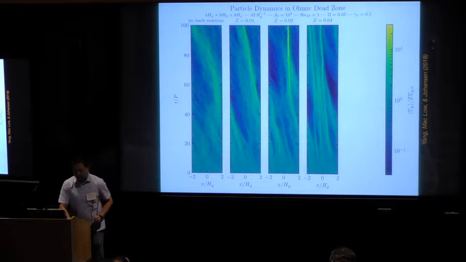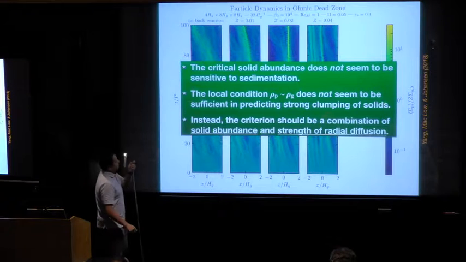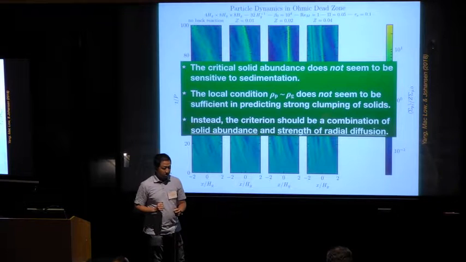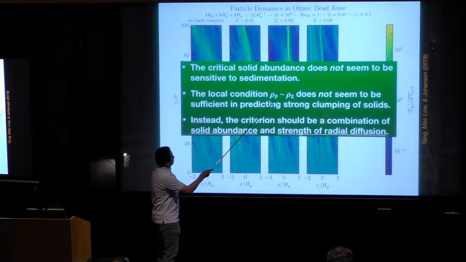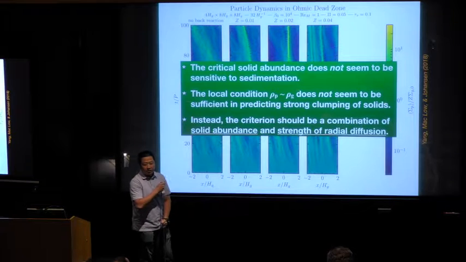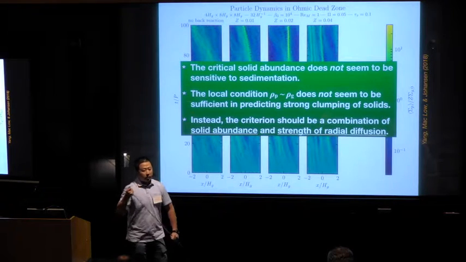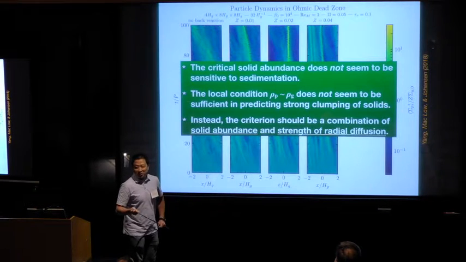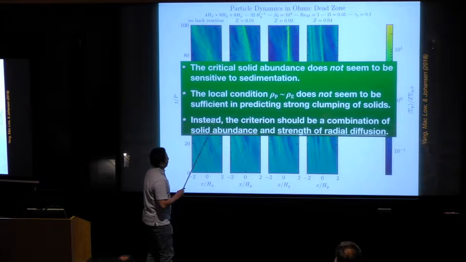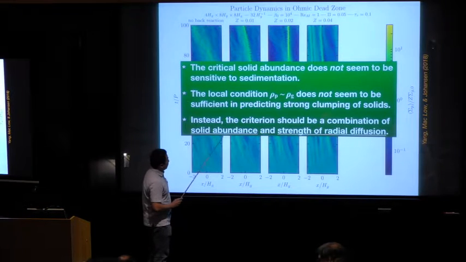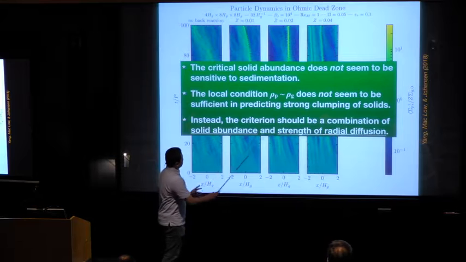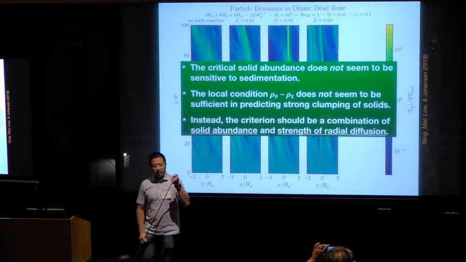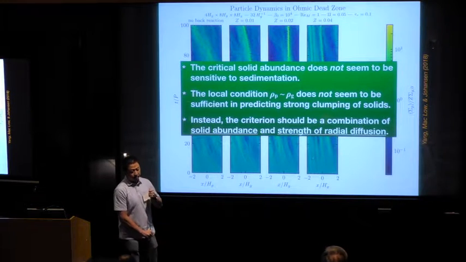So this is the message. I think the critical solid abundance does not seem to be sensitive to sedimentation at all. So if you consider this local condition, I think it's maybe not sufficient to predict planetesimal formation. I'm not sure about the necessary part, but I know it's not sufficient. So I don't have a prescription for you yet, but I believe these two factors, solid abundance and strength of radial diffusion, will determine where planetesimals are formed in turbulent disks.